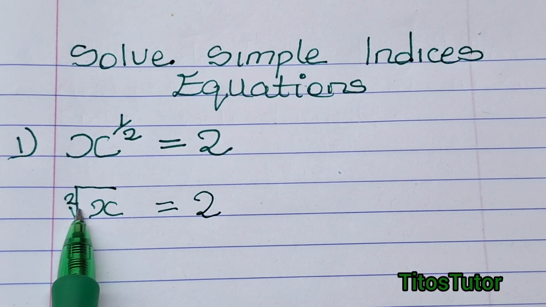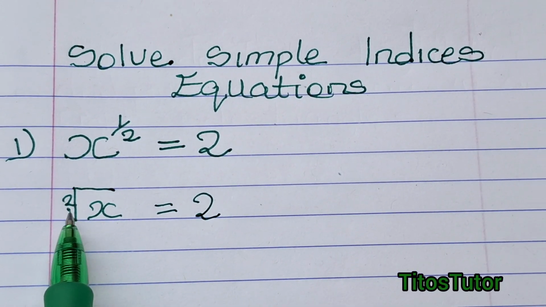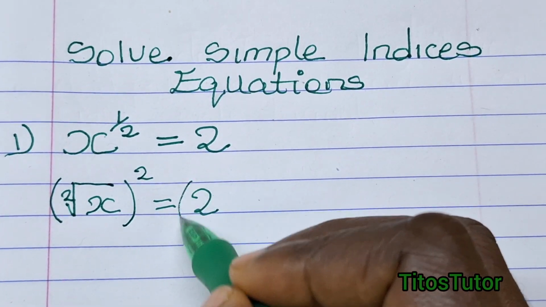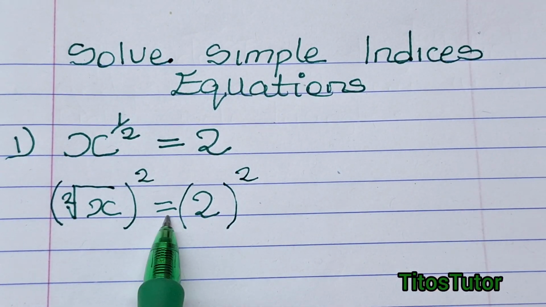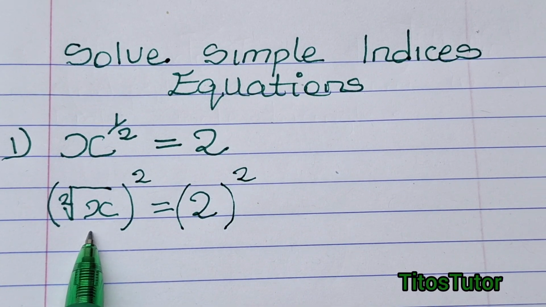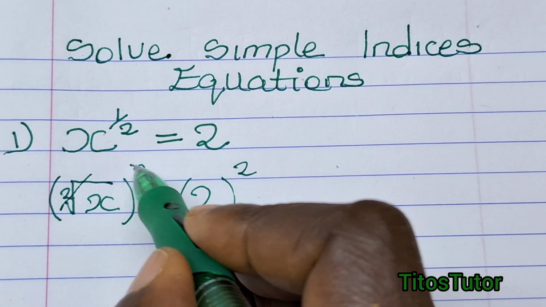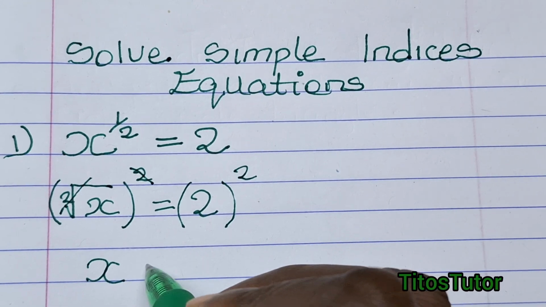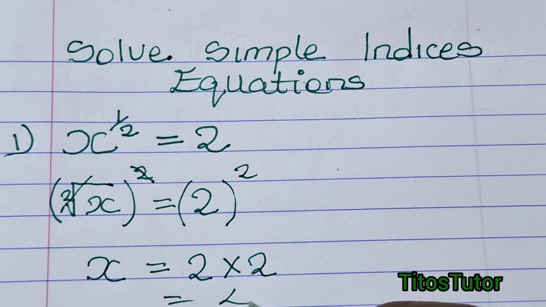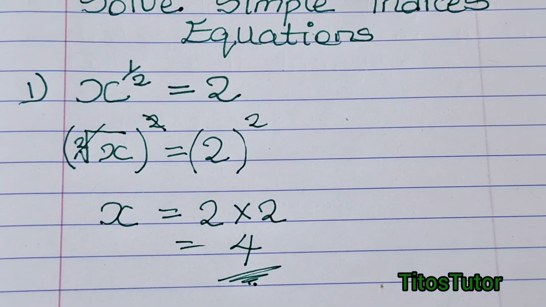How do you get rid of the square root? You need to get rid of the square root so x can stand on its own. To get rid of the square root, you square. So I'm going to square this and also square this. Because of the equal sign, whatever you do to the left side of your equation, you must do the same to the right side. So square root cancels square. I'm left with just x, and x is 2 times 2, which is equal to 4, and I am done. Final answer is 4.